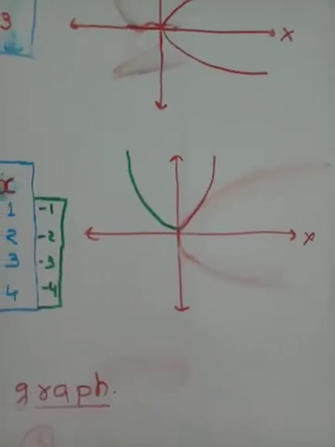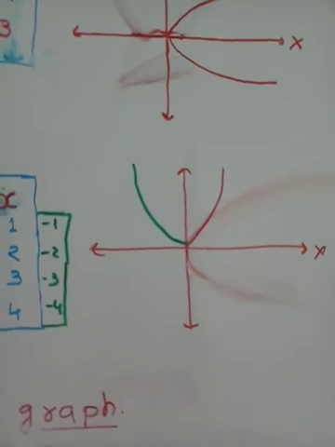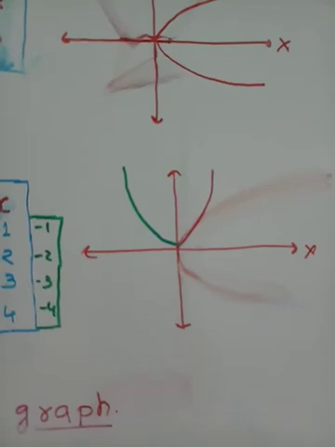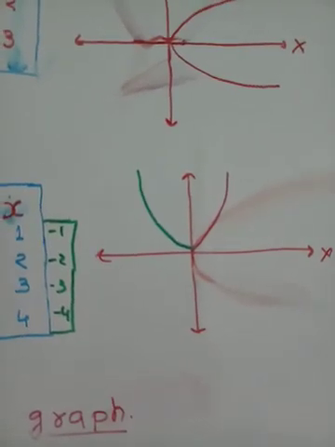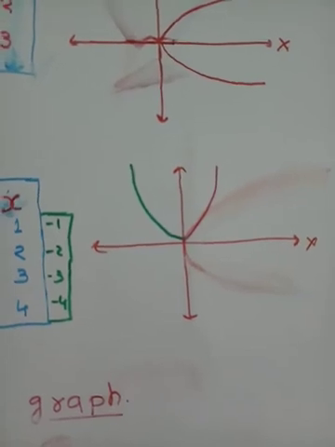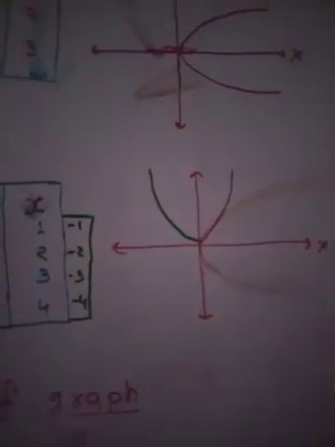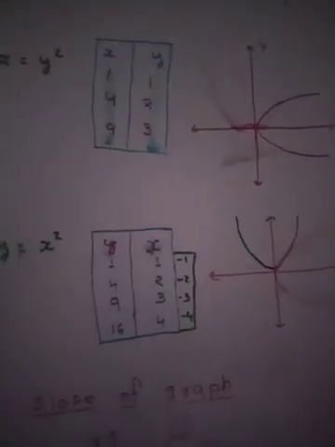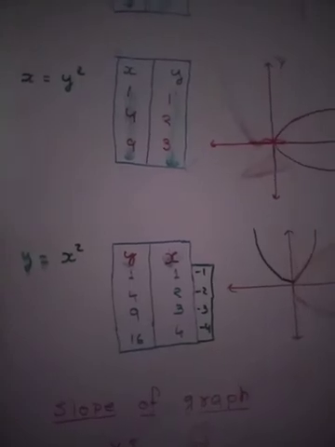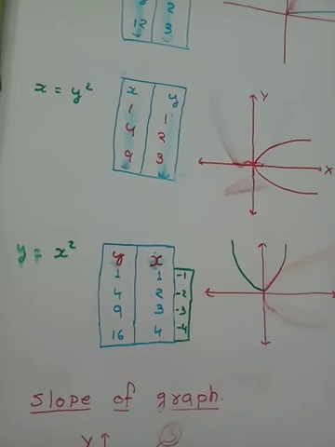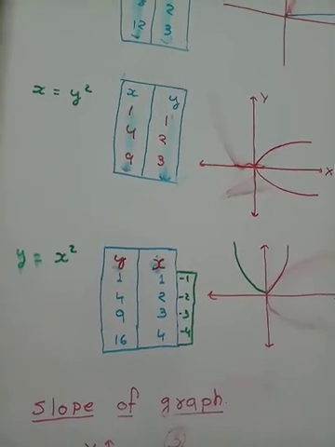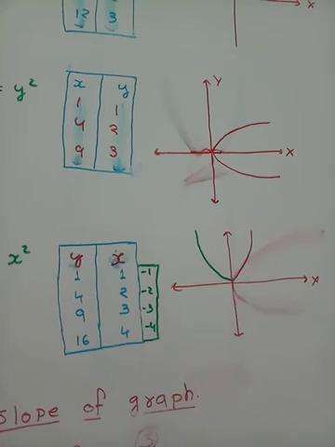Okay, the red colored portion of the graph is obtained on plotting the positive values of x. And the green line you see is what you get if you take the negative values of x. So this is how the graphs will actually look for x equals y square and y equals x square.